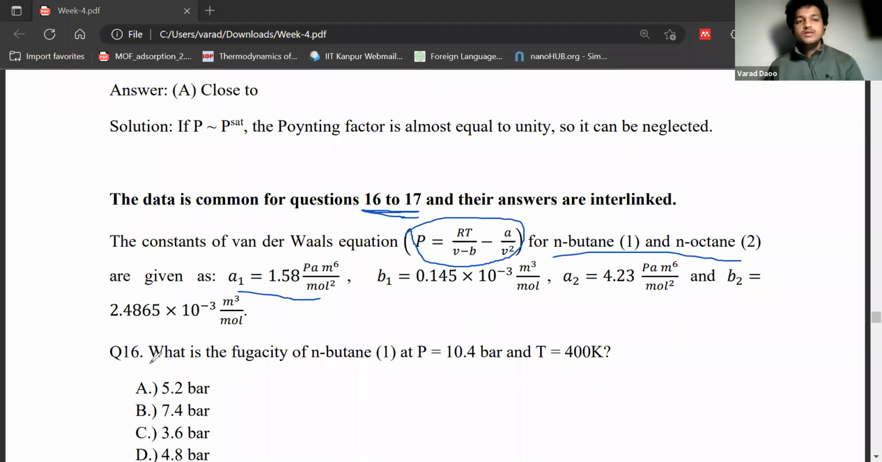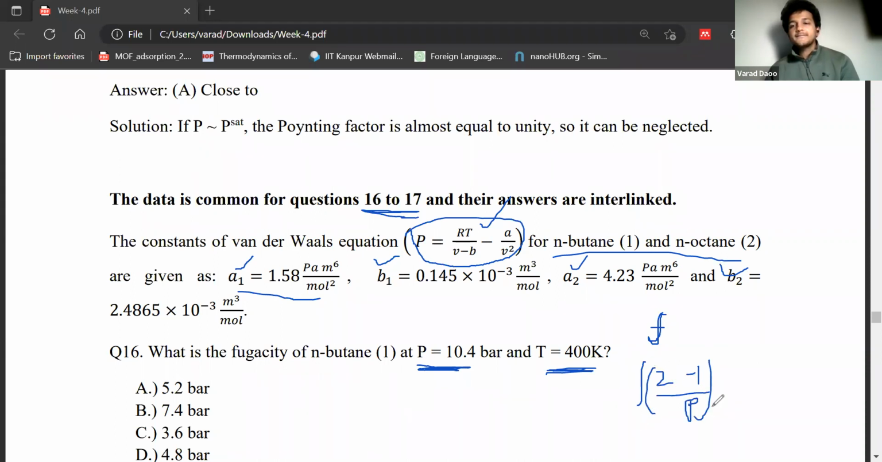Okay, what we are asked is, what is the fugacity of n-butane at these conditions of pressure and these conditions of temperature. Okay, fairly straightforward question. So the pressure equation of state has been given, where the van der Waals constants, the constants of the equation of state, have been given, and we are asked to find the fugacity. Right? Remember how we calculate fugacity. Yeah, there is one expression, z minus 1 by p.